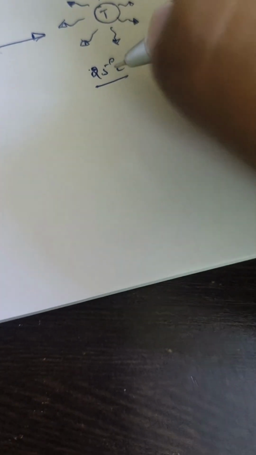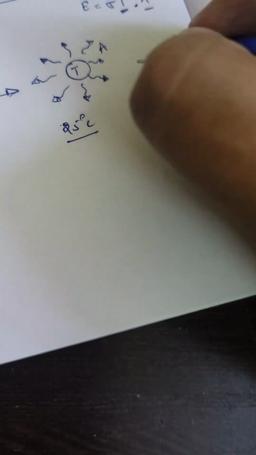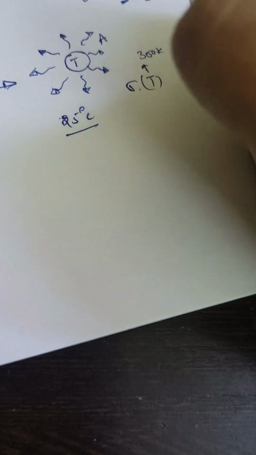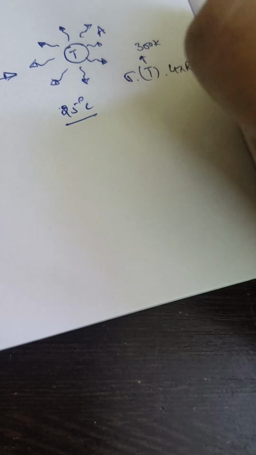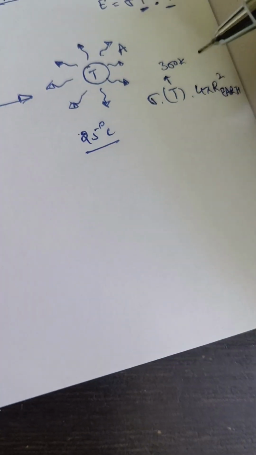So if our Earth is at some 300 Kelvin, then it's going to throw out sigma times T, which is now 300 Kelvin, to the power 4, times the area of the Earth, which is 4 pi times the radius of the Earth squared, considering that it's a sphere. So that's what it's going to throw out.